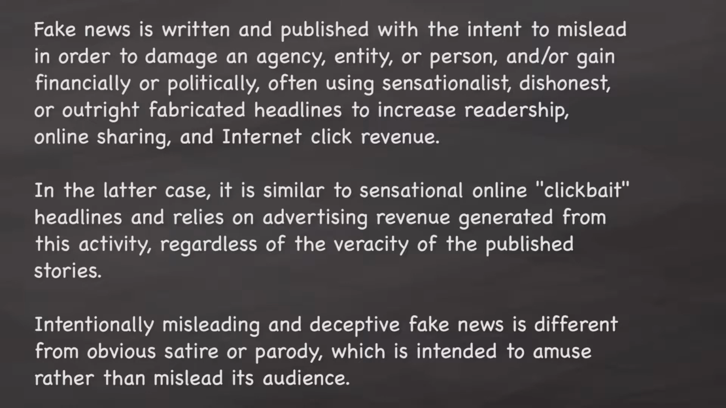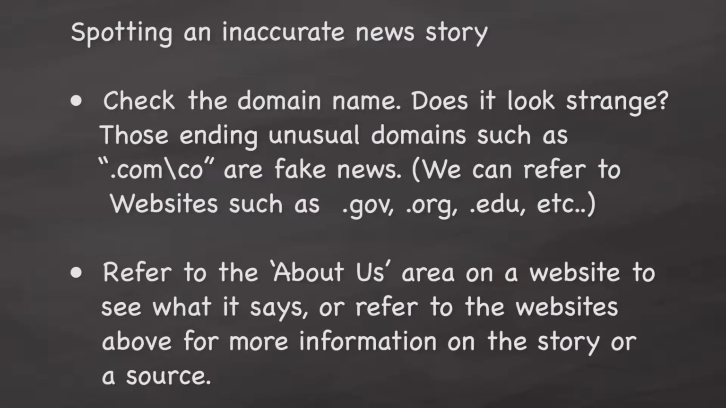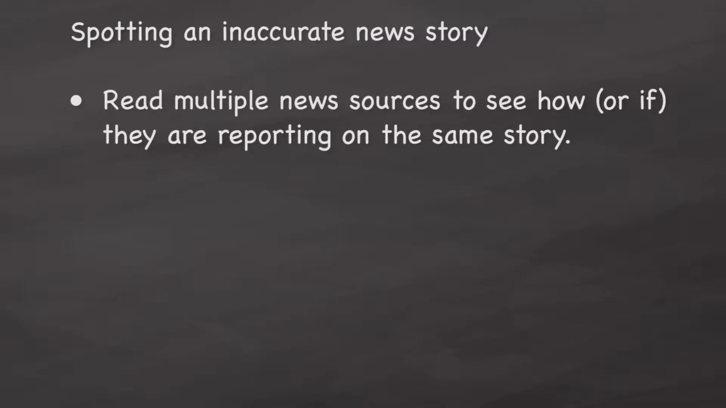Now, how do we avoid using clickbait or fake news in our research? The steps that you can take to spot fake news are as follows. Step 1. Check the domain name. Does it look strange? Those ending in unusual domains such as .com.co are typically inaccurate. We can rely on websites such as .gov, .org, .edu, etc. Step 2. Refer to the About Us area on a website to see what it says, or refer to other websites for more information on the same story. Step 3. Read multiple news stories to see how or if they are reporting on the same story.